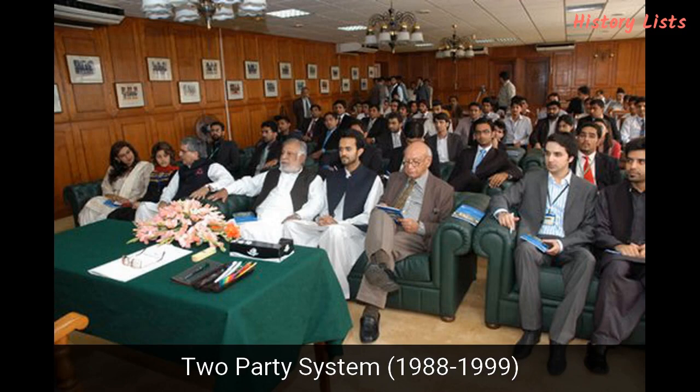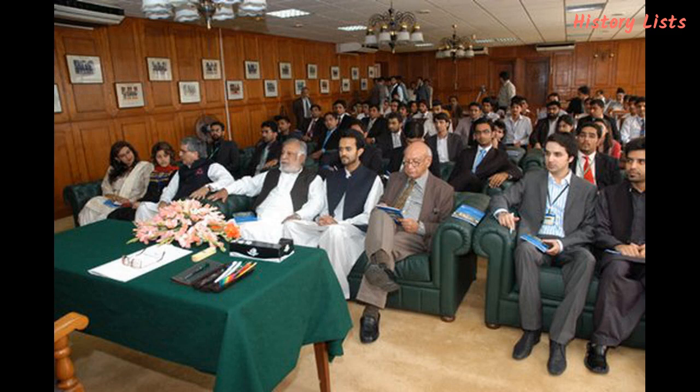Number 3. Two-party system, 1988 to 1999. In one of the political experiments on Pakistan, the decade of 1990 brought a two-political party system in Pakistan, i.e. Muslim League and the People's Party. They enjoyed musical chairs throughout the decade with the help of civil and military establishment. During this era, people came to know corruption cases. This system shattered the neutrality of the judiciary and dragged it into politics.